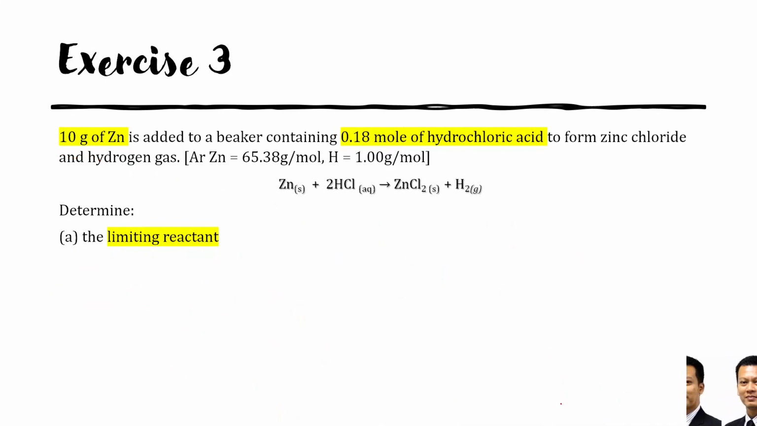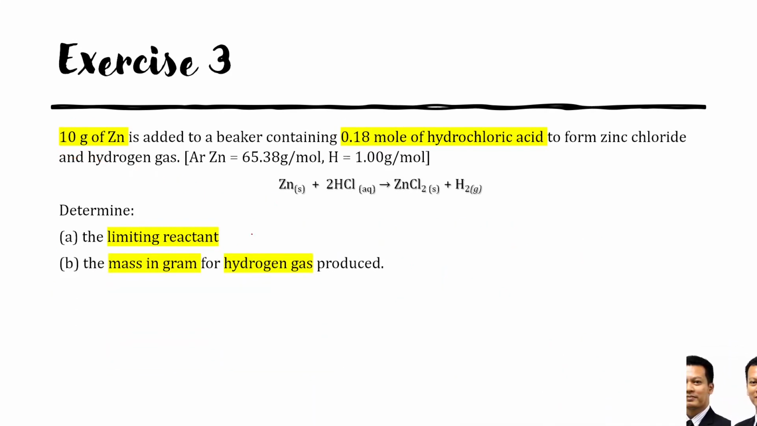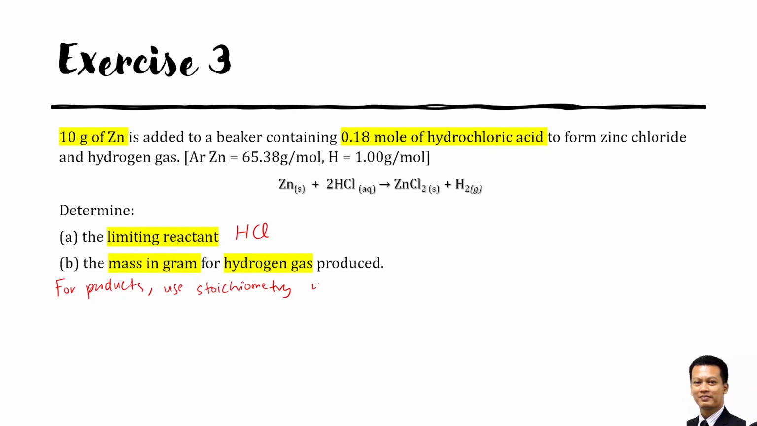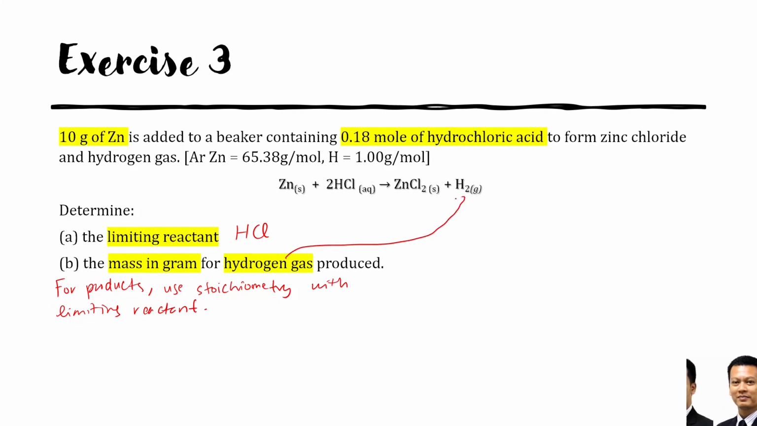Okay, let me erase this one. So second question. Limiting reactant, we have decided it is HCl. The mass of hydrogen gas produced. For this one I need to write down something for you. For comparison with products, use stoichiometry with limiting reactant. So what I mean here, we want to find the mass of the product.